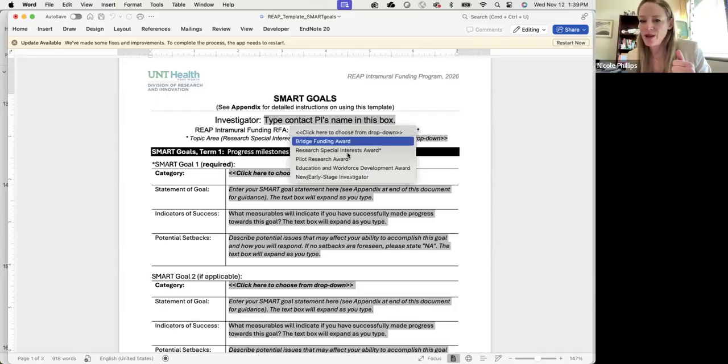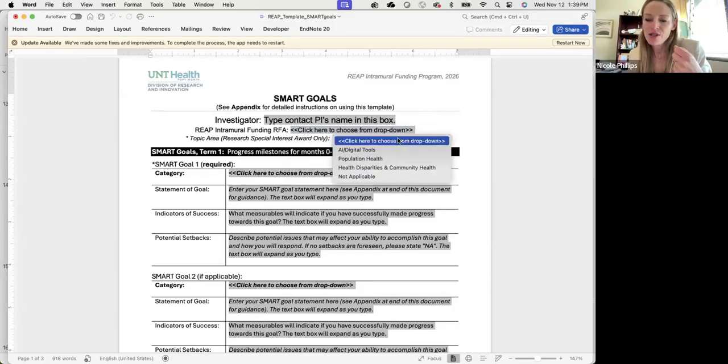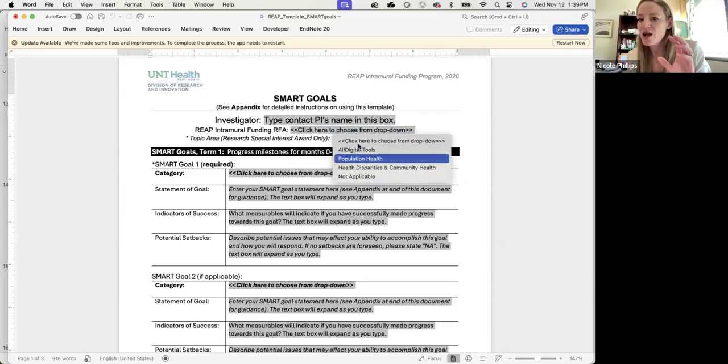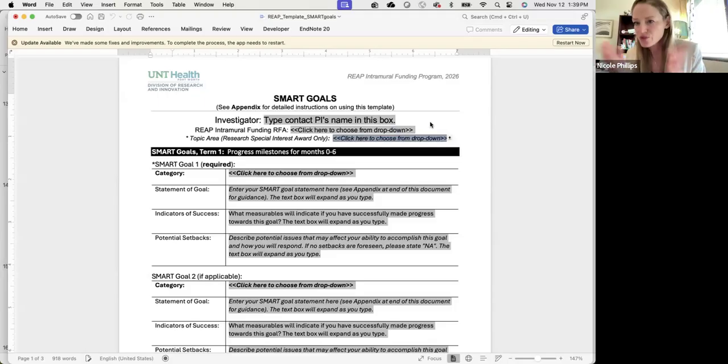So these are all the funding mechanisms available here. You choose the funding mechanism you're writing SMART goals for. You'll notice there aren't 10, because not all of the mechanisms require SMART goals. These are the ones that do. So you choose your mechanism, and then you choose, if you did a special topics, right? That was one of those that there are 3 options for. This is where you choose which of those special interest ones you're doing. This is not applicable if you're not submitting this for a special interest grant.